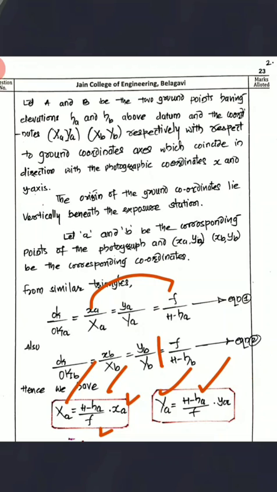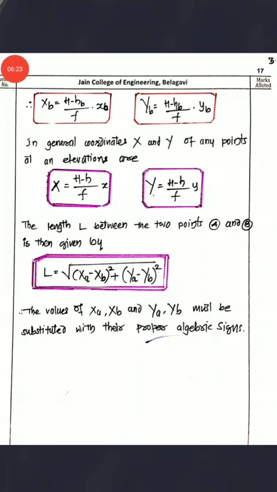So these are the ground coordinates. How to get the ground coordinates? Once you get the ground coordinates, it will be very easy to get the remaining things. Similarly, capital XB is equal to (capital H minus small hb) divided by f into small xb. Similarly, YB is equal to (capital H minus small hb) divided by f into small yb.